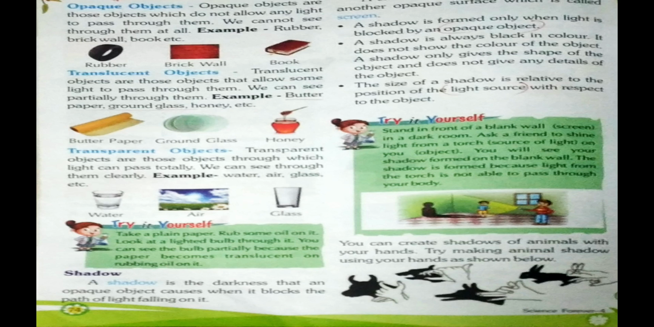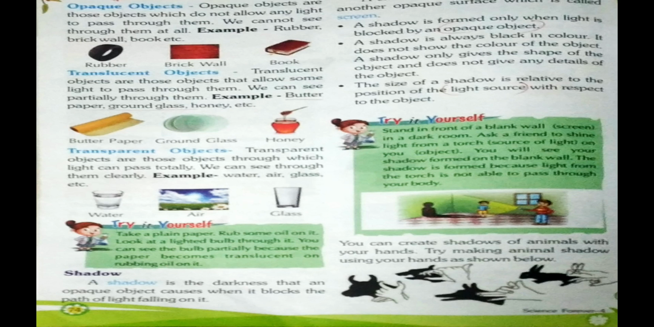Stand in front of a blank wall, meaning a screen, in a dark room. Ask a friend to shine light from a torch. The torch is the source of light, and you are the object. You will see your shadow formed on the blank wall. You can see the same thing when you are walking in the afternoon. The sunshine is coming on your head, and you see your shadow there. The shadow is formed because light from the torch is not able to pass through your body.